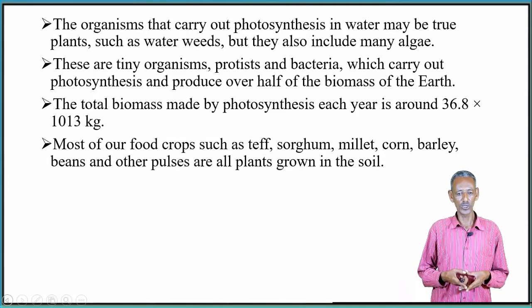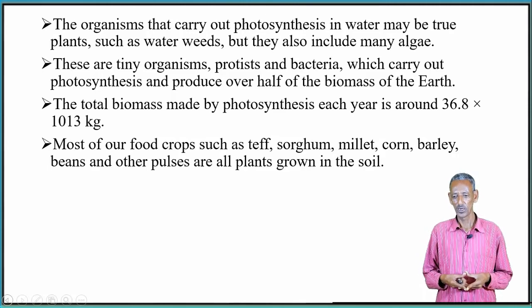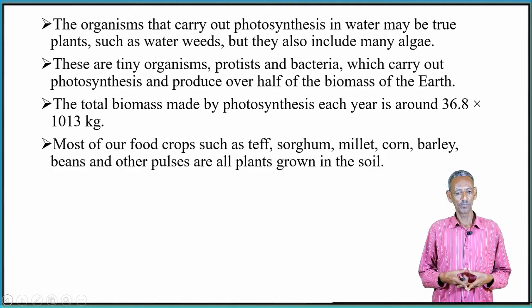Most of our food crops, such as tea, sorghum, millet, corn, barley, peas, and other pulses are all plants grown in the soil.